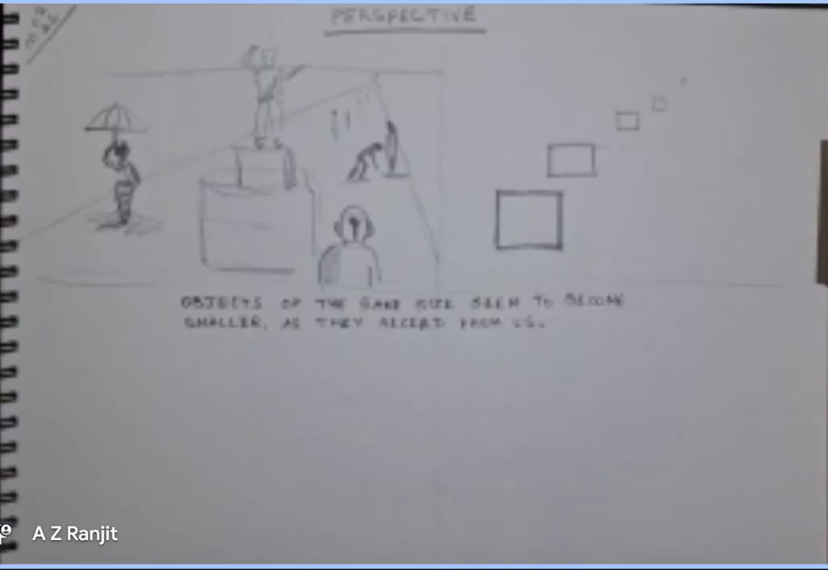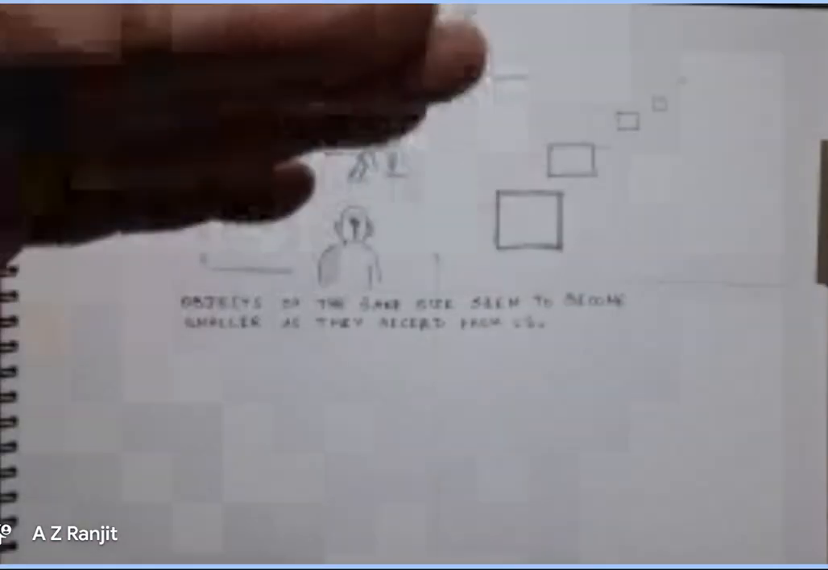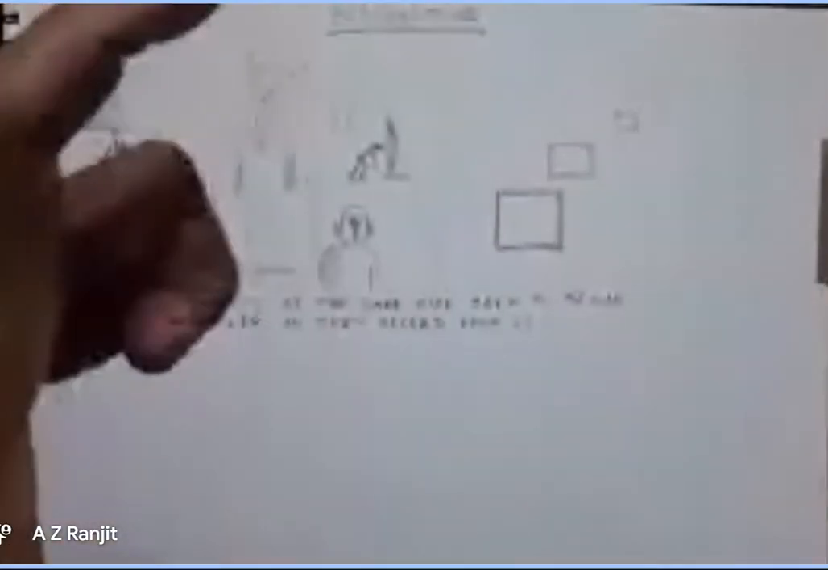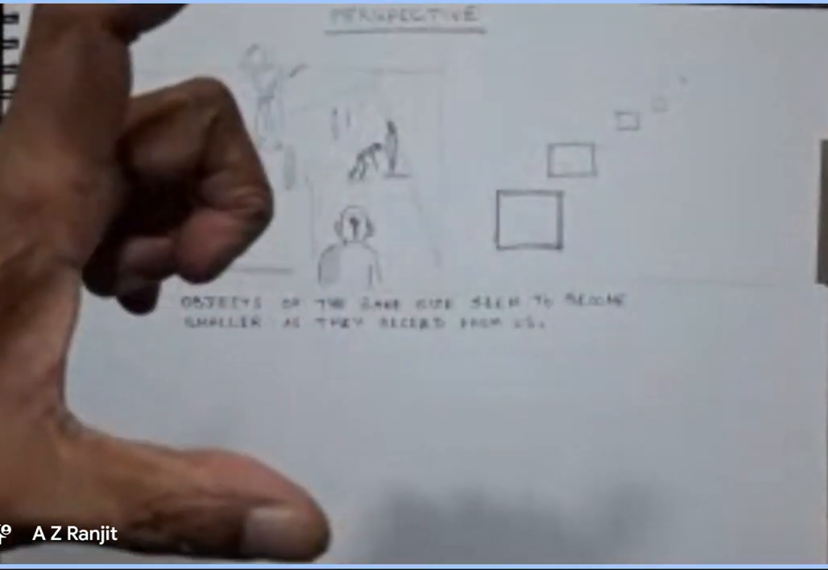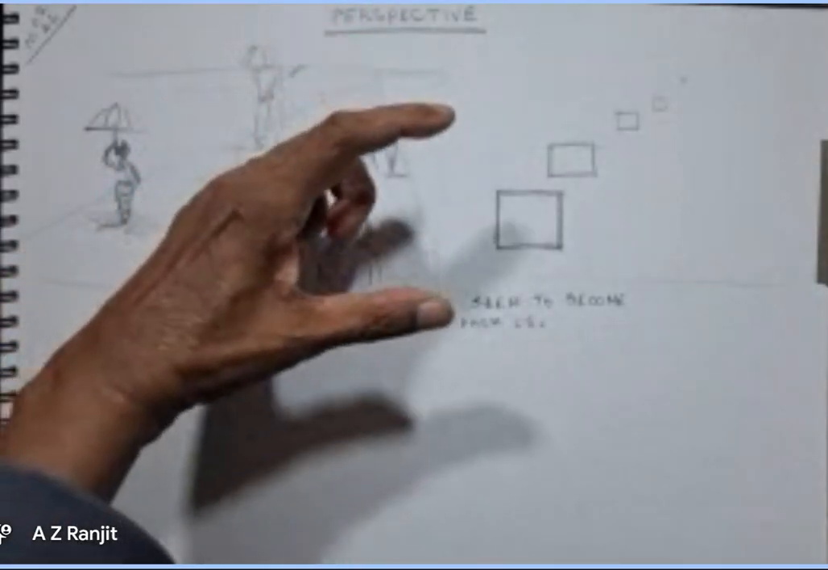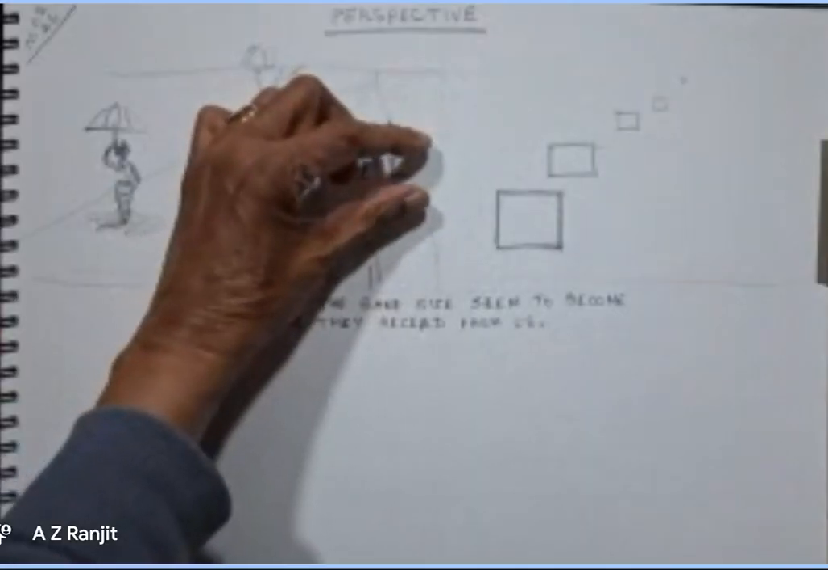So, objects are becoming smaller as they recede from us. Okay, that is understood. Now, if they are becoming smaller, it was that big. Okay, I'll bring it here. It was that big. It went far away. It became smaller, smaller, smaller, smaller.